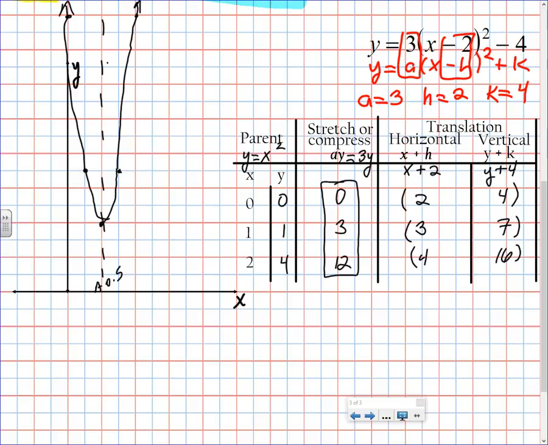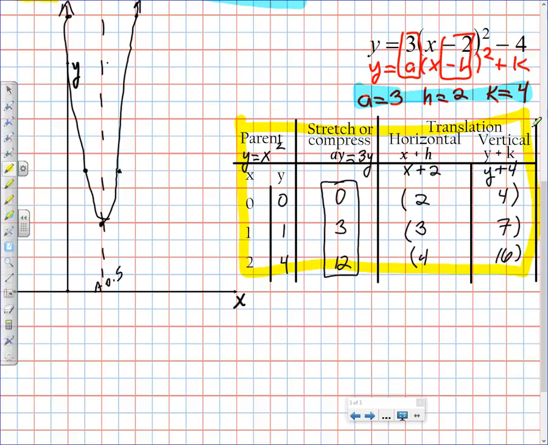Okay, so as you can see, this is the key. If you cannot find the a, h, and k, you cannot do the problem. Once you find that, use the transformation table. Now, the transformation table is not a lot of work. All you're doing is multiplying, adding, and subtracting. That's it. That's simple.